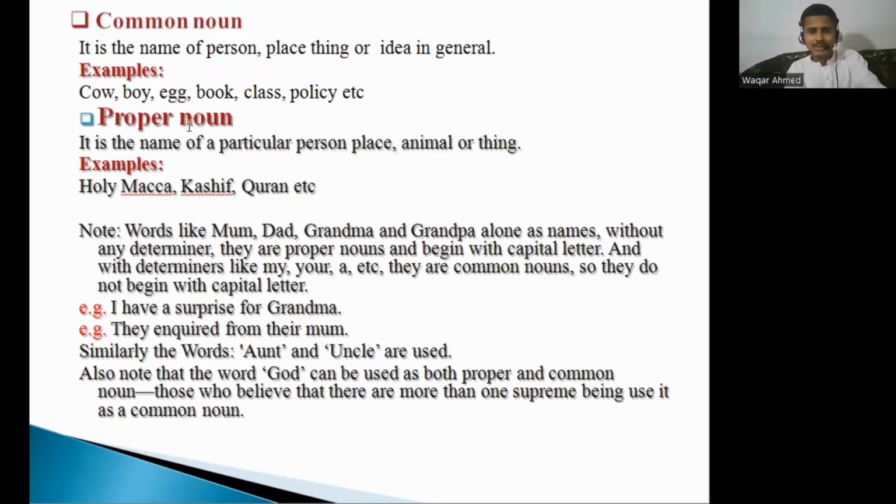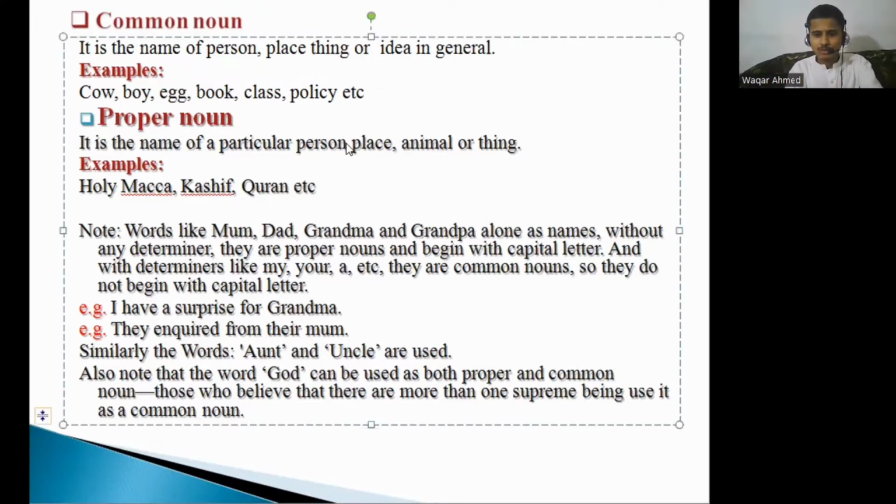Now moving towards the second kind of noun, which is proper noun. Well, a proper noun is the name of a particular person, place, animal, or thing, and I must put a comma here. It's important that I put a comma here. So any name which is specified to a particular thing, place, animal, or any idea, that's called a proper noun, right?